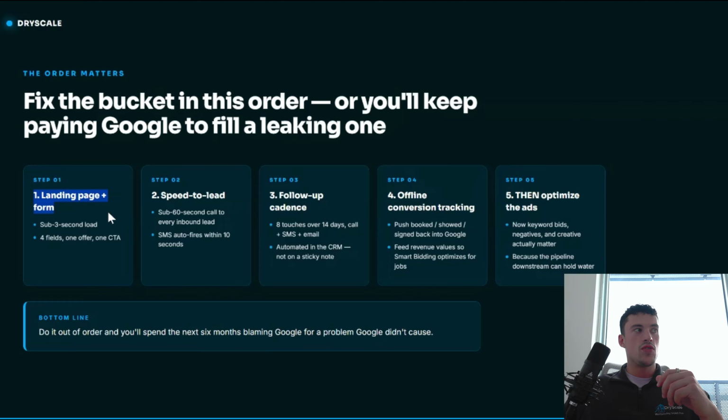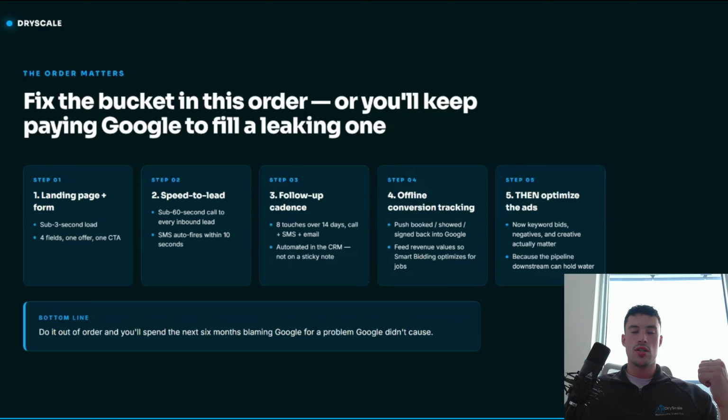Now, first is the landing page form. Because if you don't have lead flow coming through, speed to lead doesn't matter. Because if you have no leads to call, speed to lead is irrelevant, right? So fix the landing page form first. Sub 3 second load time, 4 fields: name, email, phone number, address, and what is the job they're looking for. That is it.